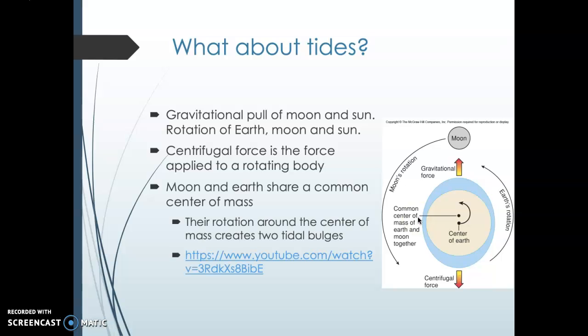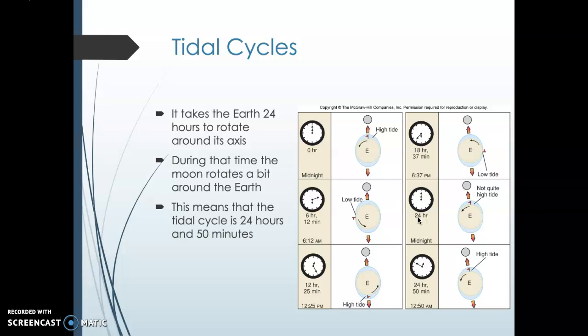So the moon and Earth share a common center of mass, and their rotation around the center creates those two tidal bulges. The sun also has an effect because it's so massive that it creates a pull as well, although it's not as strong as the moon.